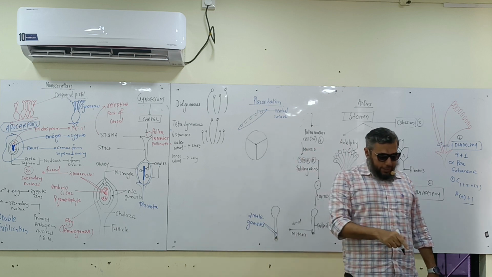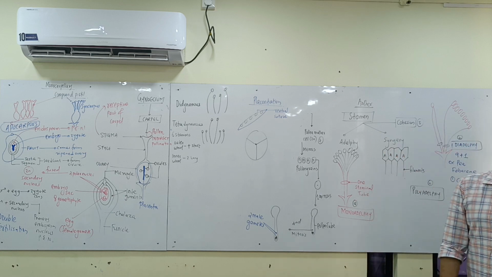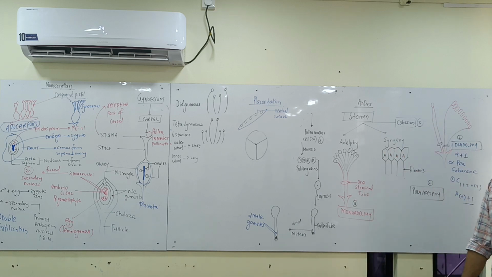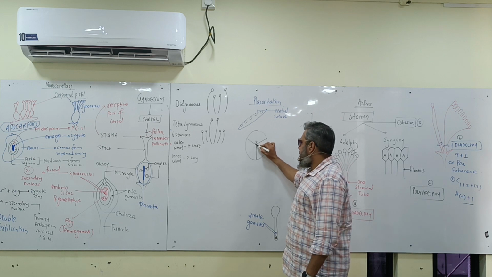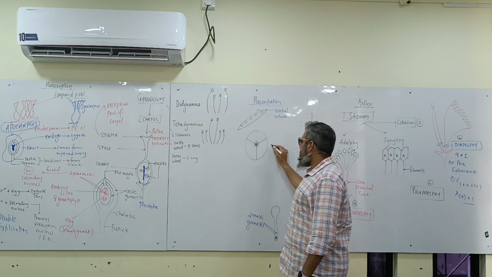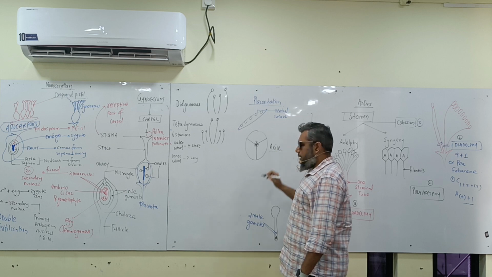First of all, look at the second diagram, B diagram, and give me some answers. Is it a unilocular ovary or a multilocular ovary? Multiple compartments are visible. And can I say it is trilocular? Yes. How many locules are there? Three. And can I say the ovules or the seeds are arranged on the central part of the placenta? Yes. Where are all the ovules or the seeds arranged? At the central part of the placenta. That is called as axile placentation.